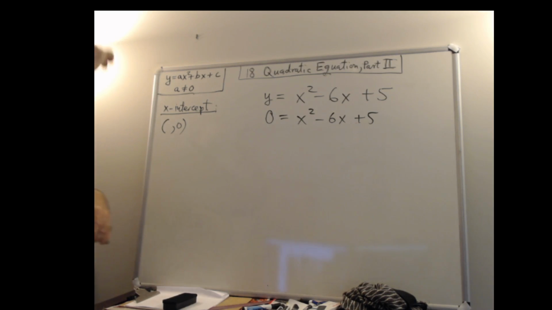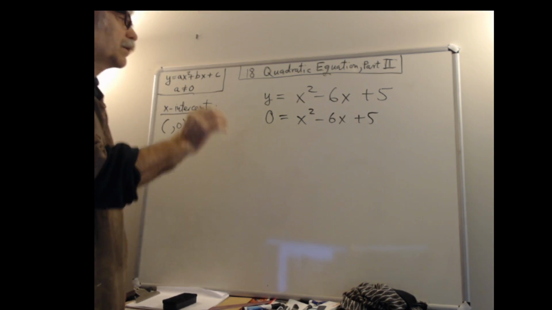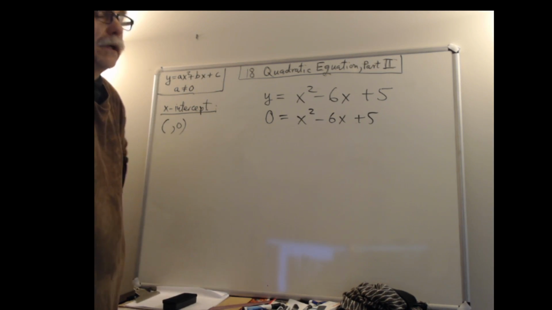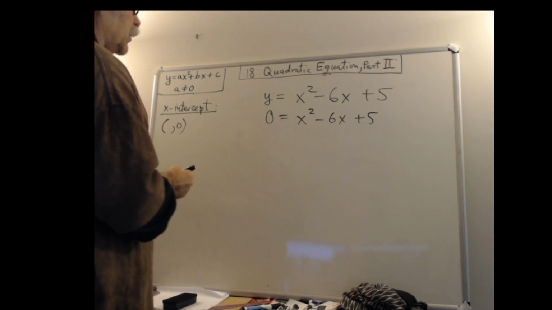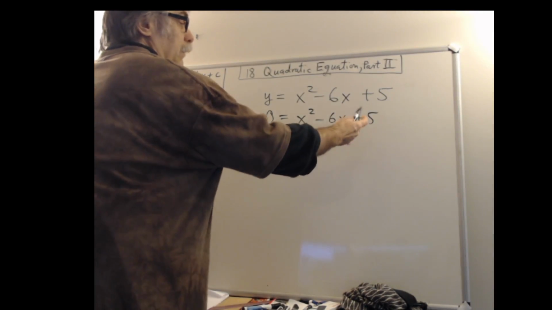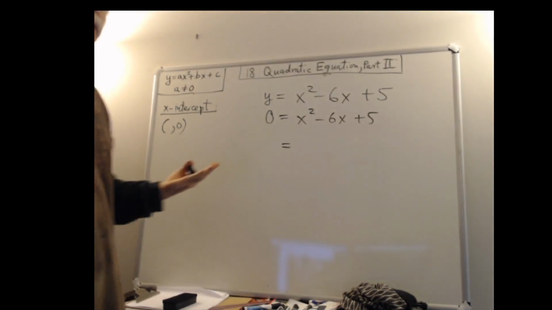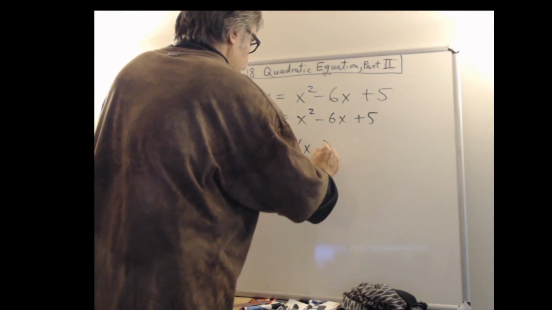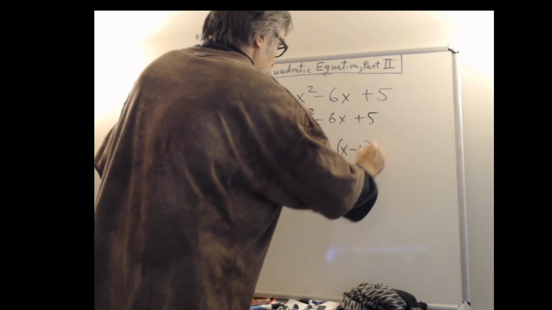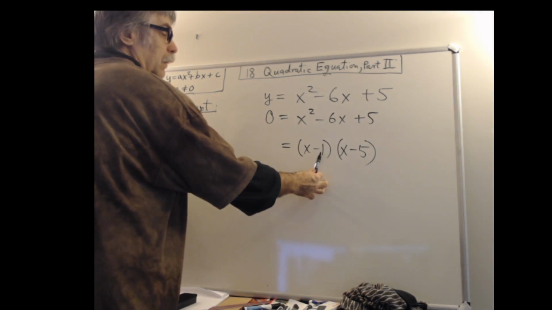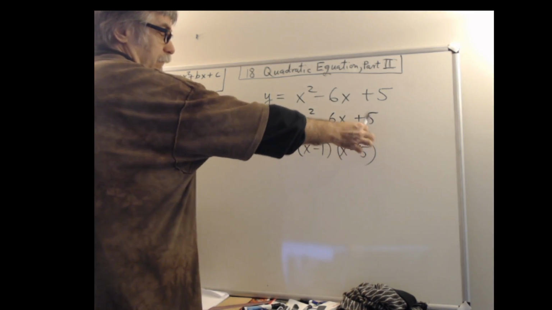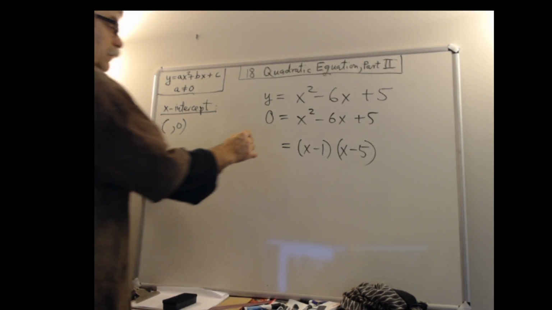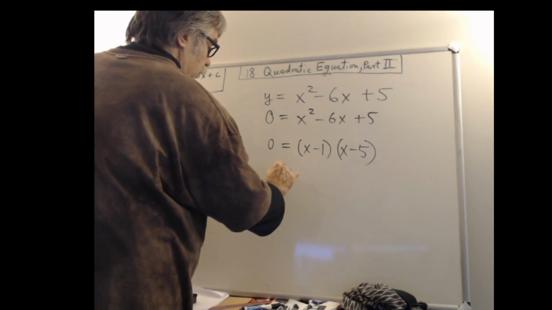Now you can do it in lots of different ways. You can complete the square, you can use the quadratic formula. I'm not going to do either. And you can factor. That's what I'm going to do, because it's an easy thing to factor here. You need two numbers whose product is 5 and whose sum is -6. That's obviously -1 and -5. When you multiply -1 and -5, you get 5. When you add them, you get -6.